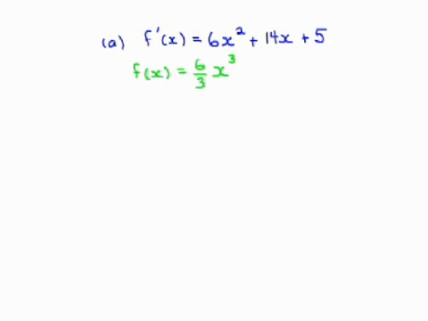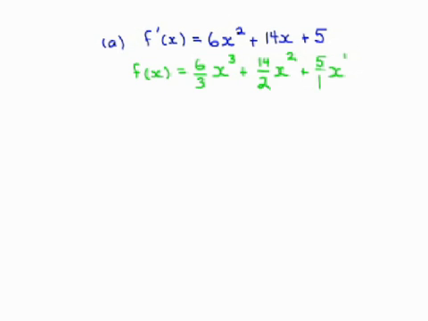And I continue that process with the next term. It used to be a 14x, where the x is to the 1. So now that exponent is increased by 1, so it's now an x to the 2, or x squared. And I take that value, 2, and I divide it into my existing coefficient. So I have 14 divided by 2. The next term was a plus 5, which is really a plus 5 times x to the 0. So I increase that exponent by 1, so it's no longer an x to the 0, but an x to the 1. And I take that value 1 and I divide it into the existing coefficient, which was 5, so I have 5 divided by 1.